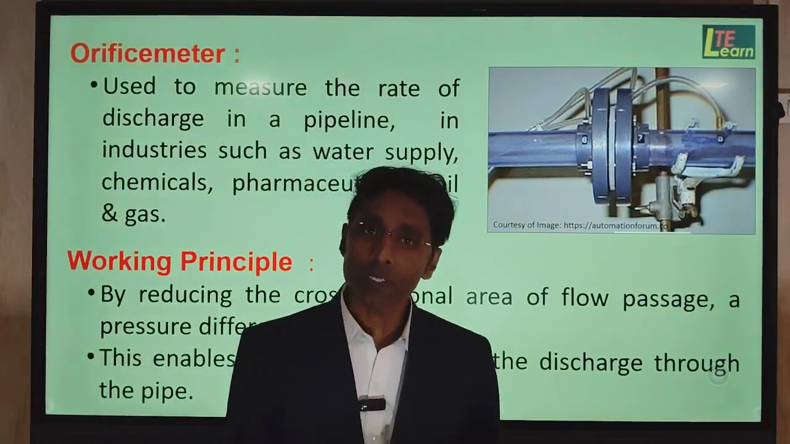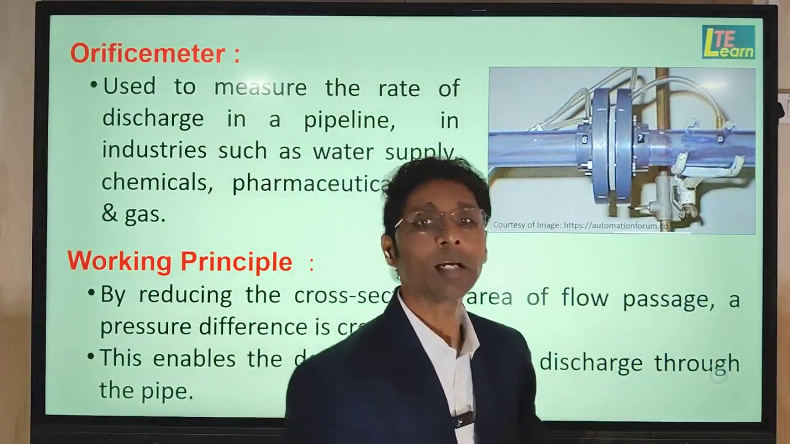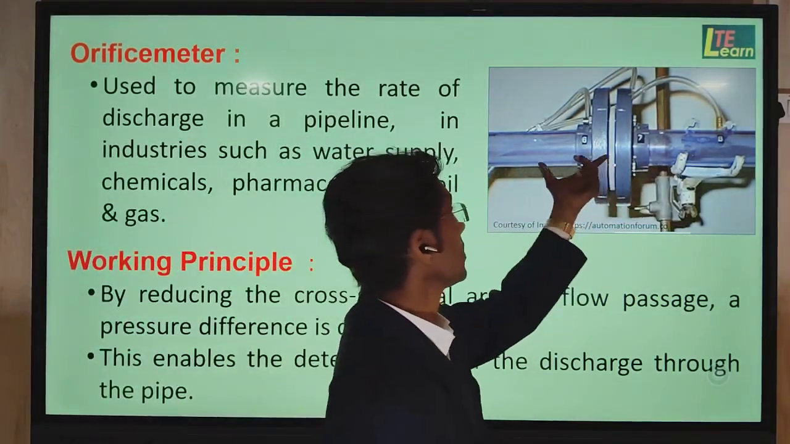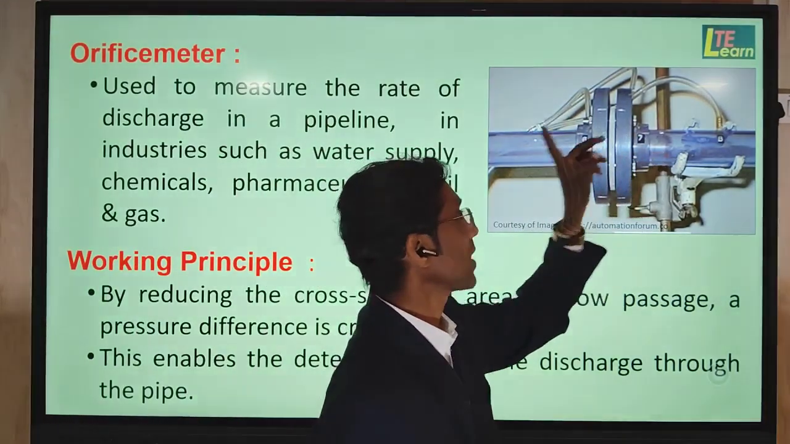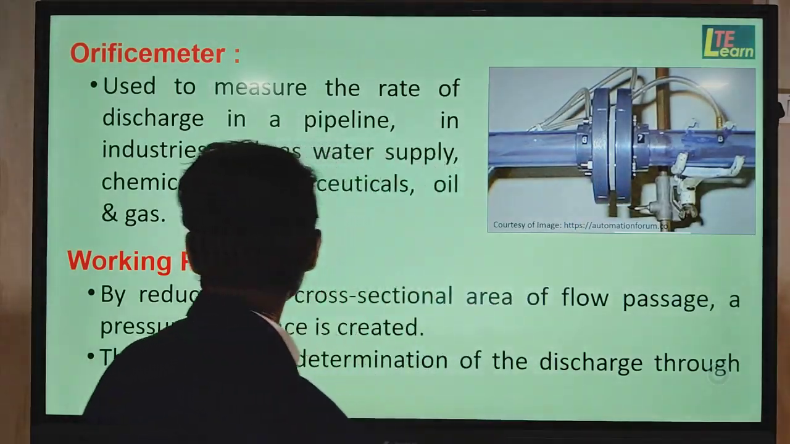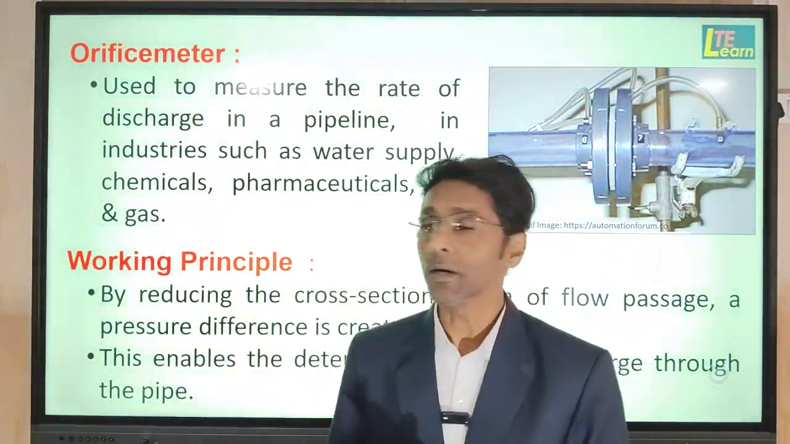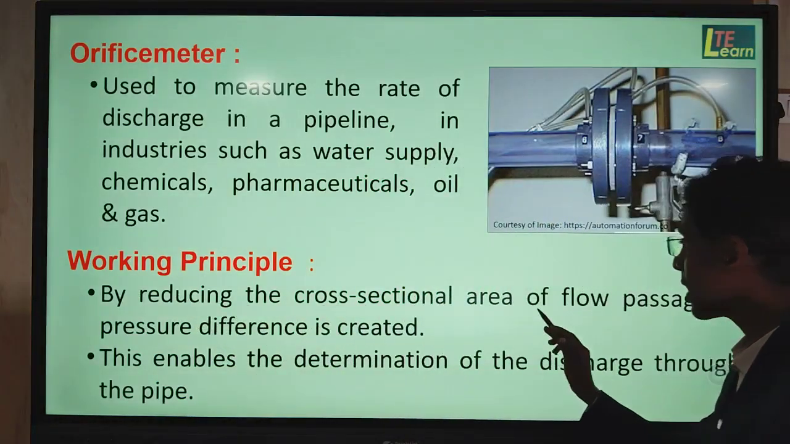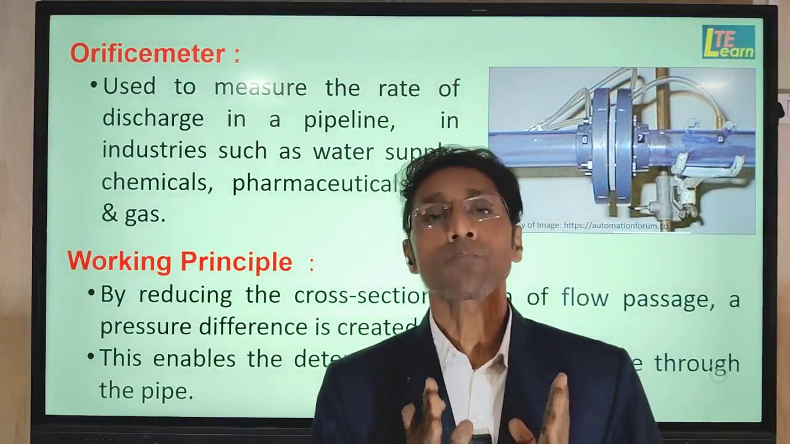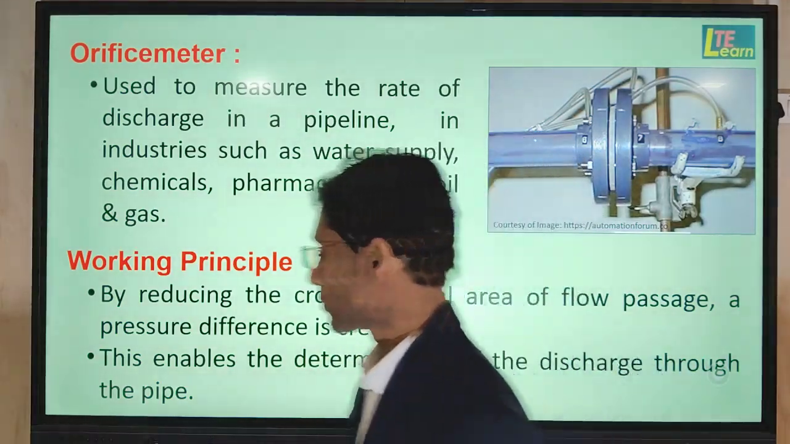Like the venturimeter, the orificemeter is also used to measure the discharge of a fluid passing through a pipeline in industrial applications. Here we see a pipeline with a fluid passing through it, and a fitment of an orifice plate. The working principle of the orificemeter is the same as that of the venturimeter. By reducing the cross-sectional area of a flow passage, a pressure difference is created, which makes it possible to measure the discharge, that is the theoretical discharge.